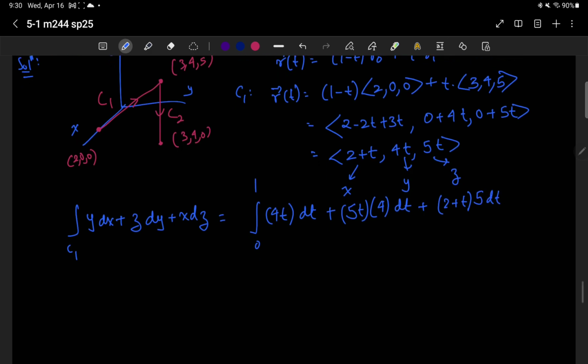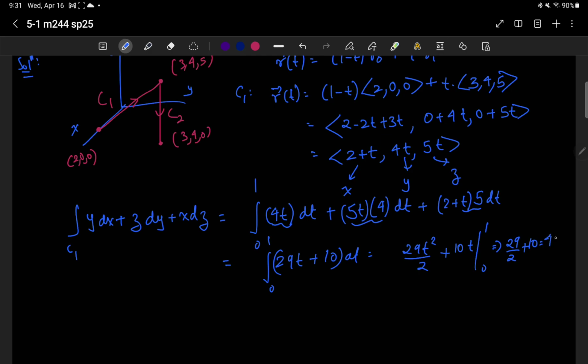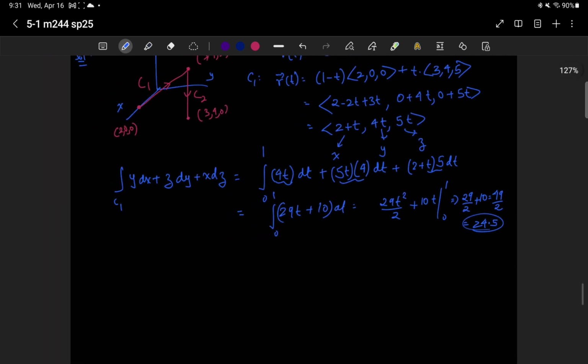And this becomes a straightforward polynomial integration. So what we get here, let me do one more step. You get a 4t, a 20t, and a 5t, which is 29t, and a 10 from here. So this is 29t squared over 2 plus 10t from 0 to 1, which becomes 29 over 2 plus 10, 49 over 2, 24.5. So that's the line integral for C1, the first part of the line segment.